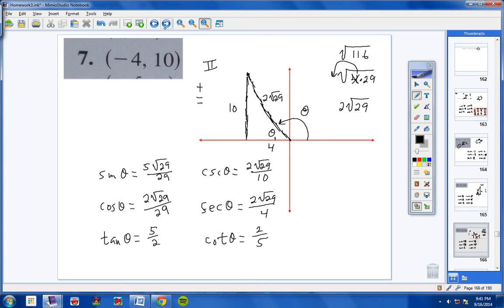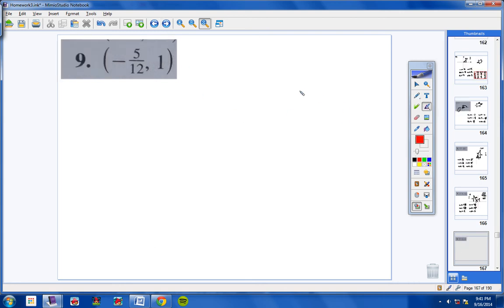Okay, moving on to number 9. Hopefully this one will not be as difficult, but seeing that we have a fraction right here, I don't think it's going to be very pretty. I think it's going to be pretty ugly, but oh well, so be it. So here we go. We're going to go over negative 5/12 then up 1. I'm not going to try to draw my triangle to scale because negative 5/12 would be barely over to here, and then 1 would be barely up to here. So I'm just going to draw it pretty big.